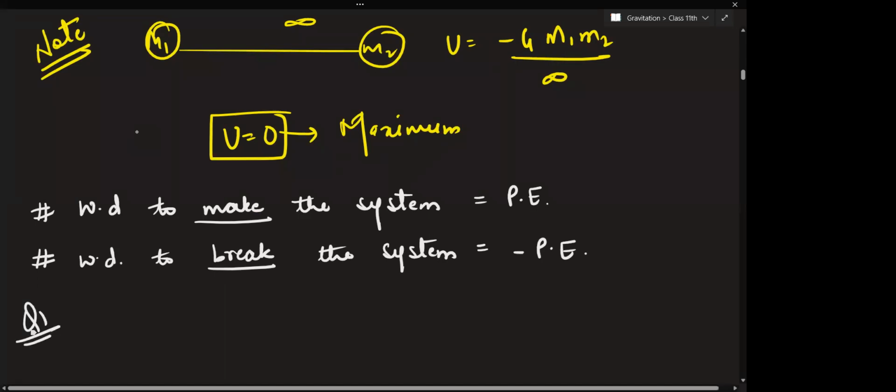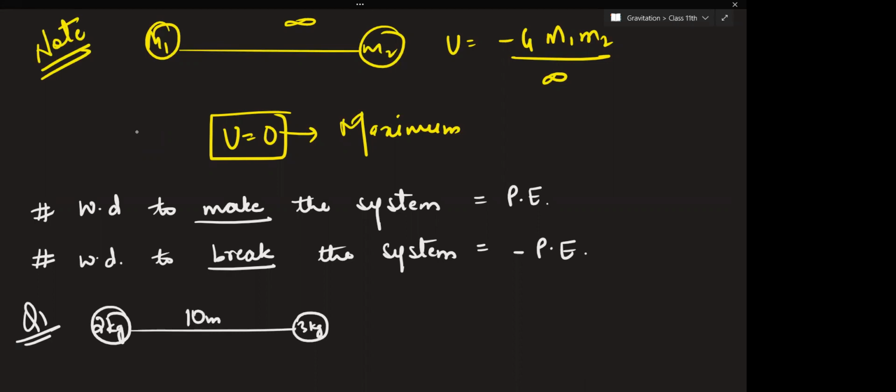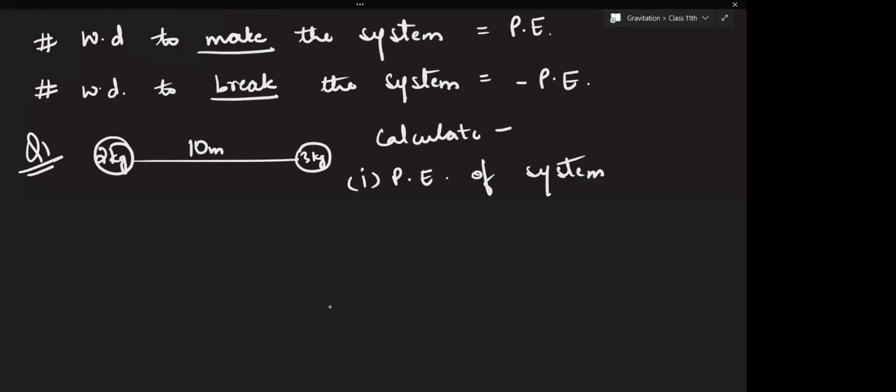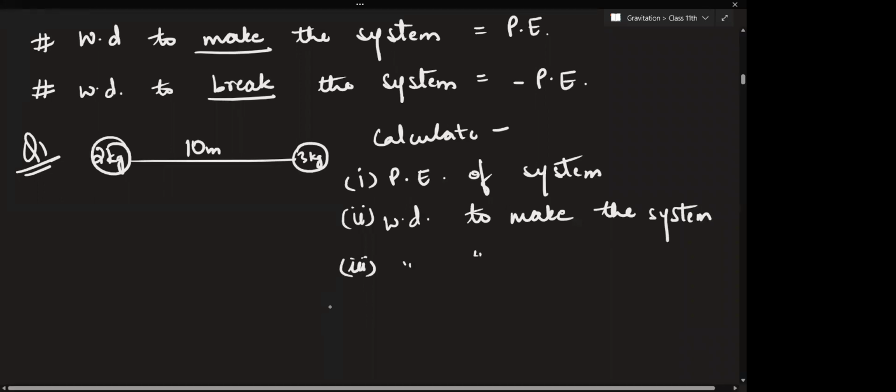Now let's see a question. One or two questions, let us practice. So this is a body of 2 kg mass, and here you have 3 kg, separated by 10 meters. First you have to calculate the potential energy of the system. Secondly, you have to calculate the work done to make the system. And the last part, the work done to break the system. Then we'll see some other question.